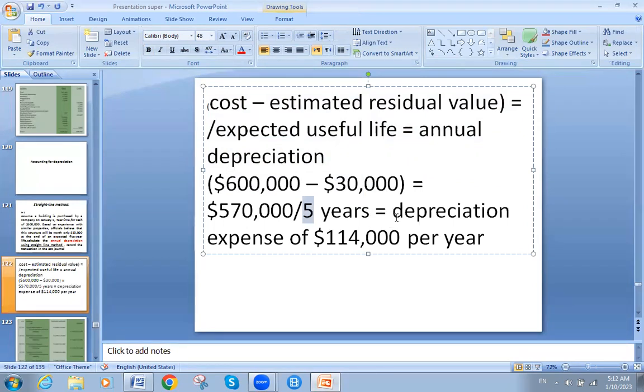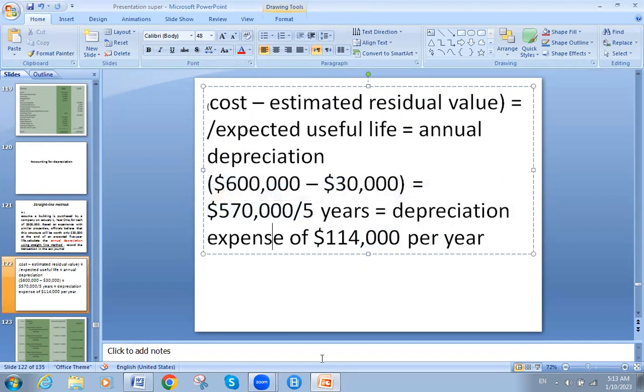That will be the annual depreciation for every year. The first year 114,000, second year 114,000, third year 114,000, and fourth year and fifth year. So over the 5 years, each year 114,000 times 5 will give me this amount, 570,000.